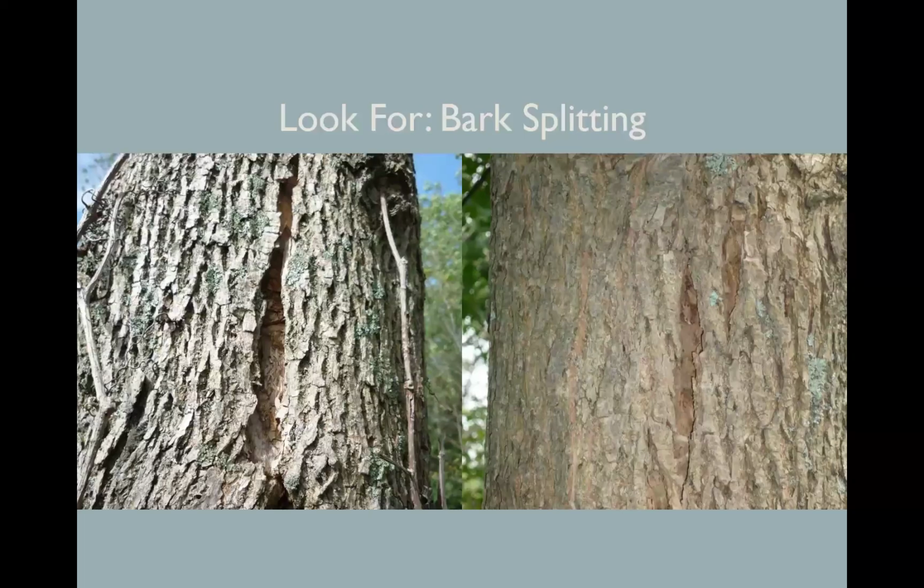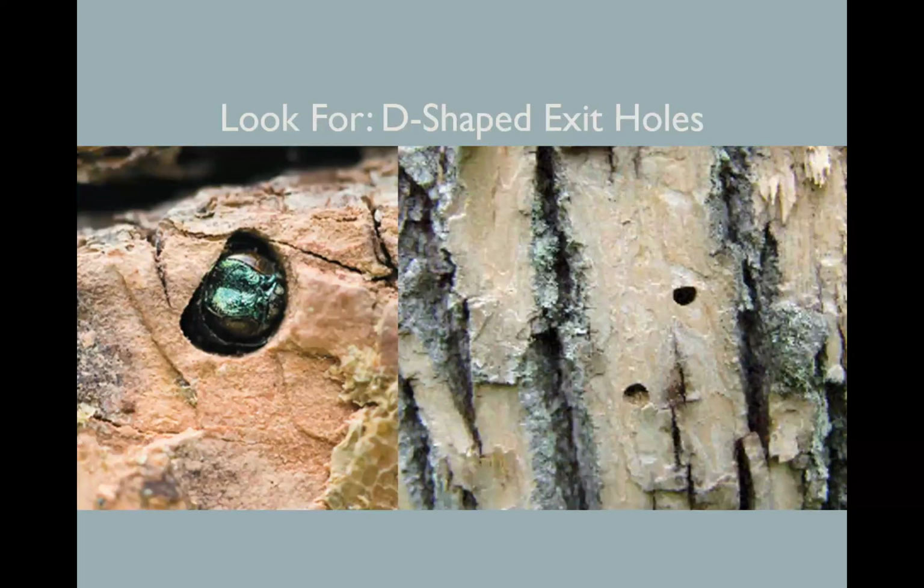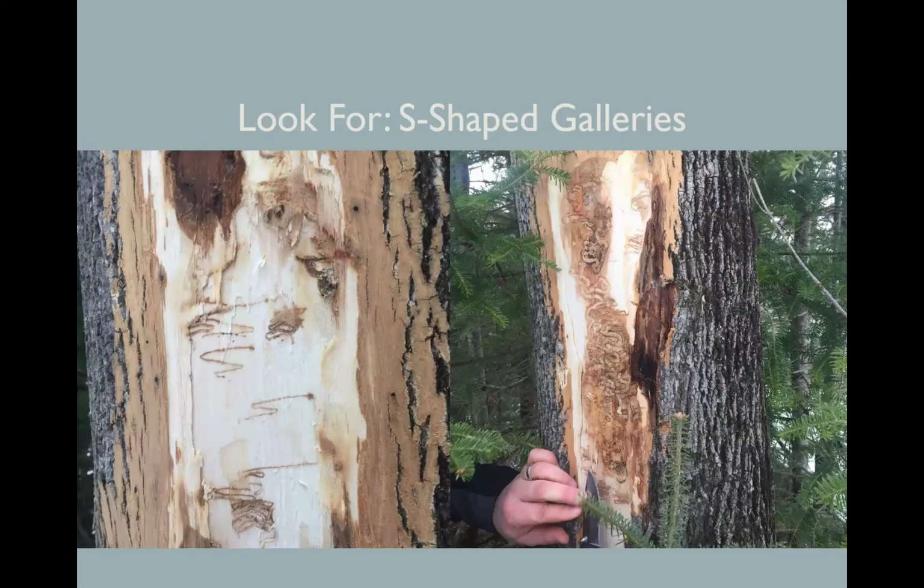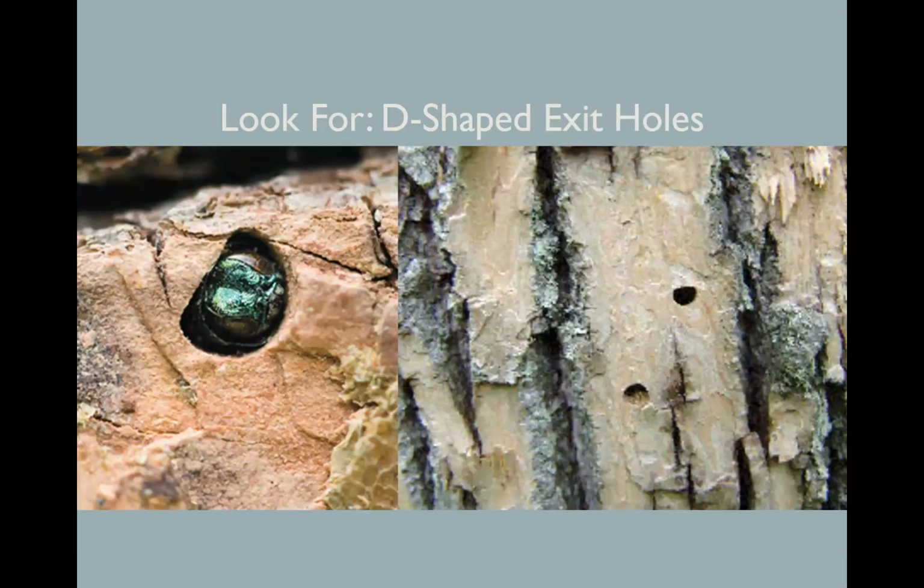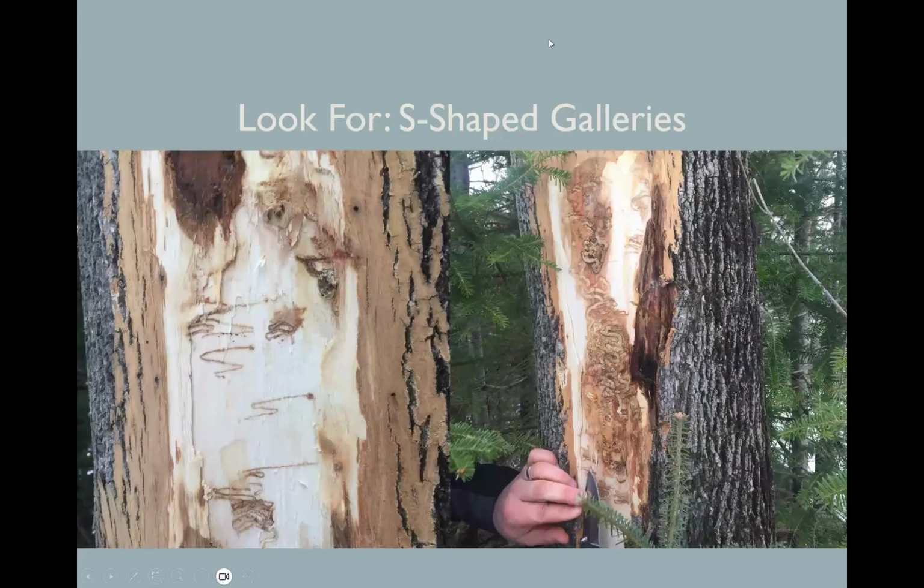And then under the bark, sorry, I'm skipping around a little. I should reorganize these slides. You'll get S-shaped galleries from the larvae chewing their way through that cambium layer. And eventually when those larvae are pupating, you get D-shaped exit holes from the adults leaving and exiting out of the bark there. And you mentioned blonding before as well. Yeah, that's the woodpecker flecking, or blonding, that blonde look on the trees.